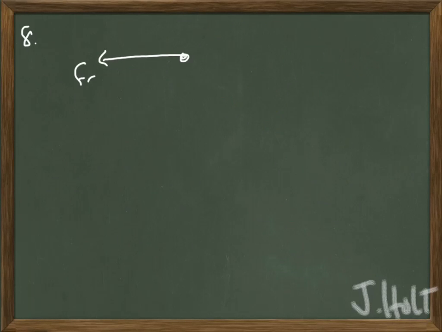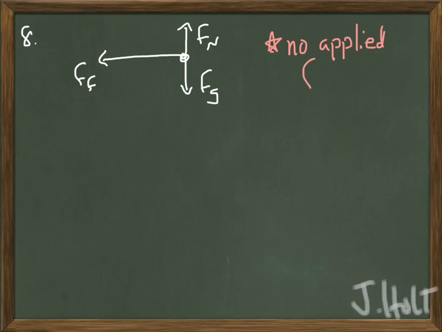Question number 8, we have a shuffleboard disc that's sliding across the ground and slowing down. It's very important to recognize here that there is no applied force. There was once upon a time when you pushed it, but right now it's just sliding across the ground and slowing down. So the only force acting on it in the x direction is friction.